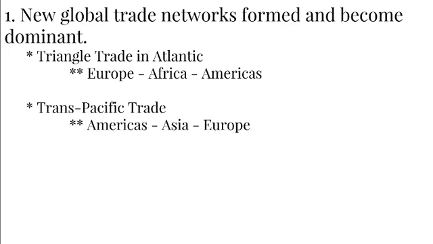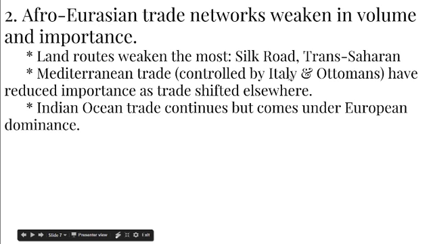Now, the first or the main new trade network, of course, is the triangle trade that we see in the Atlantic Ocean between Europe, Africa, and the Americas. But there's also the trans Pacific trade where the Americas and Asia are trading, and Europe is kind of in between those two.